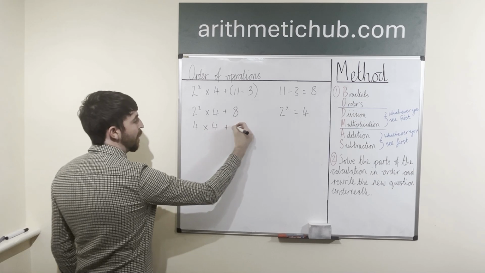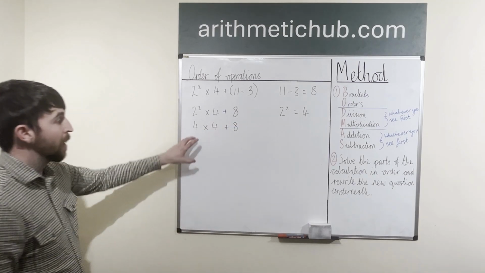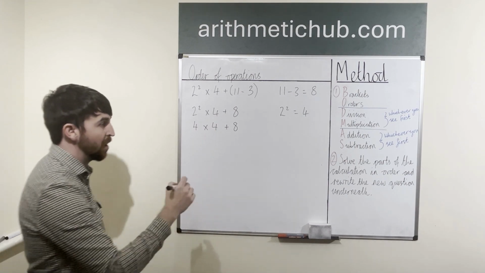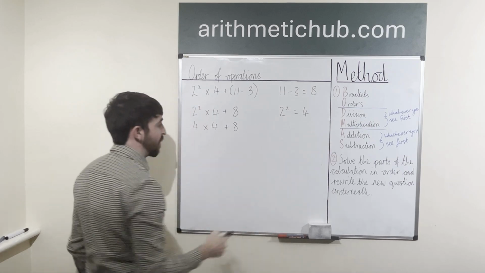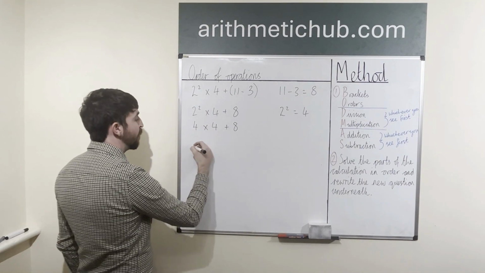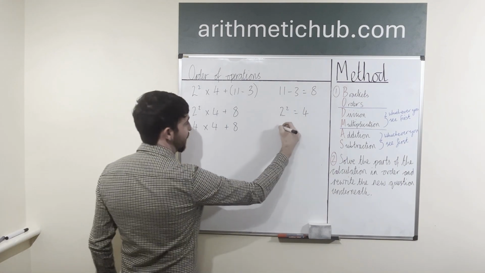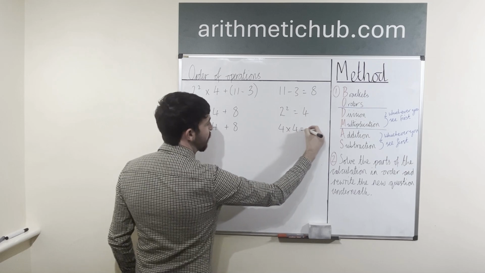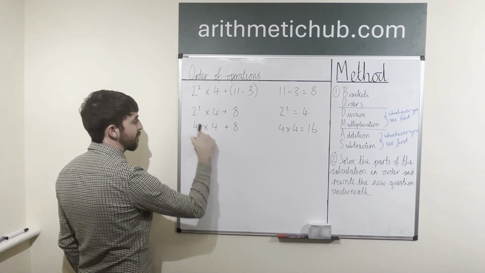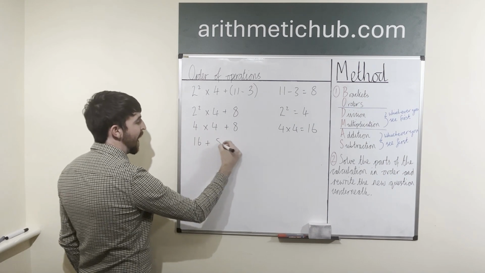Times 4, add 8. Now we've got 2 operations left. We've got a multiplication, we've got an addition. So we know multiplication is of a higher value than addition. So what we would do is the multiplication first. 4 times 4 is going to give me 16. So 4 times 4 is 16. And again, we rewrite it underneath. The answer to 4 times 4 was 16, add 8.